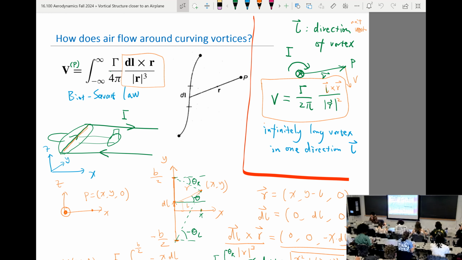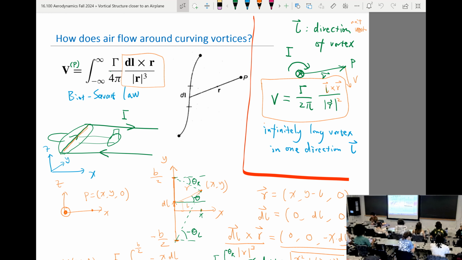Okay? And then the z coordinate of the cross product would be this times this minus this times this. All right? Agreed? And in this case, this times this is 0 because this is 0. So we only get this times this. So in the z direction it would be minus x times dl. All right, good?